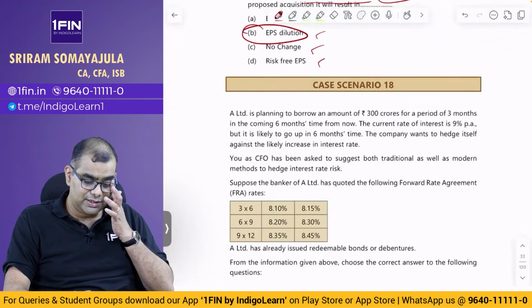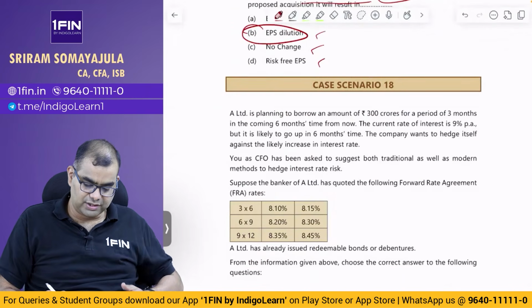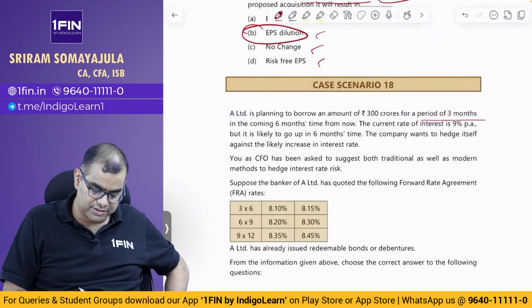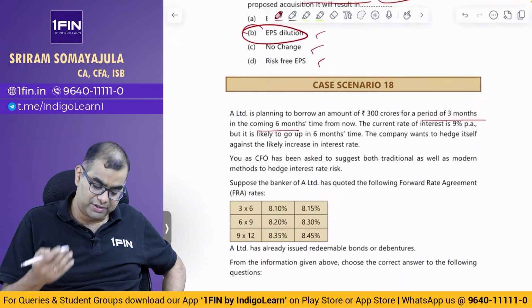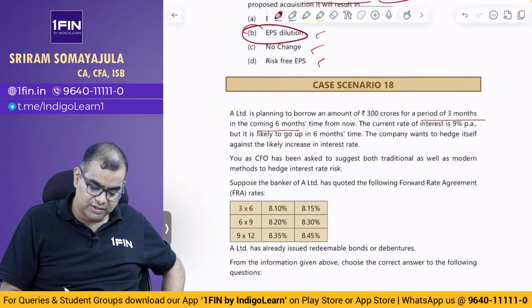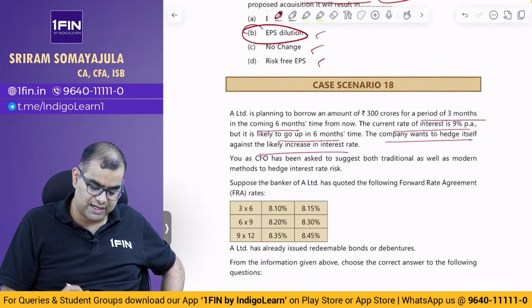Then A Limited is planning to borrow an amount of 300 crores for a period of 3 months in the coming 6 months time from now. For a period of 3 months after 6 months, FRA. The current rate of interest is 9% but is likely to go up in 6 months time. The company wants to hedge itself against the likely increase in interest rate.